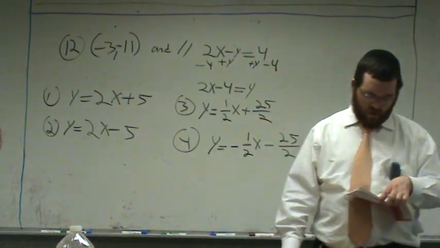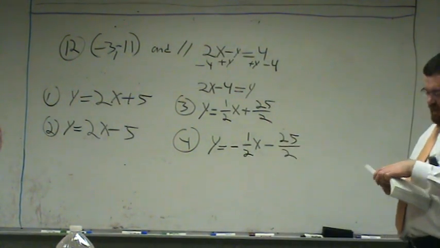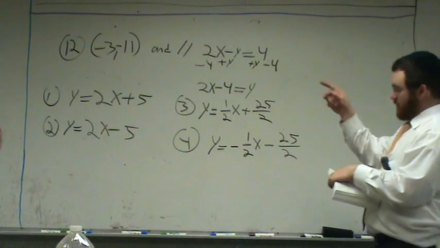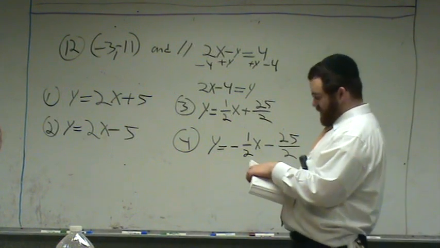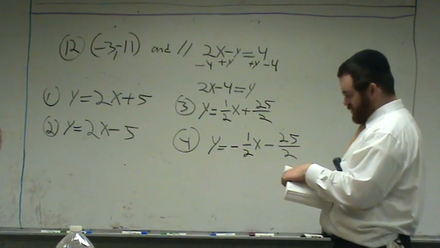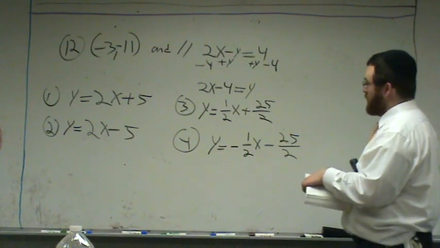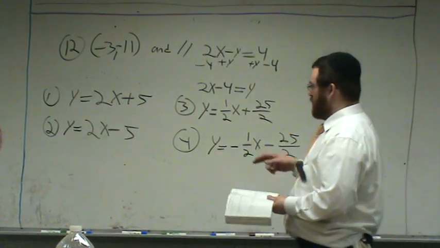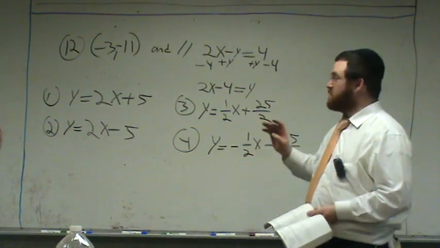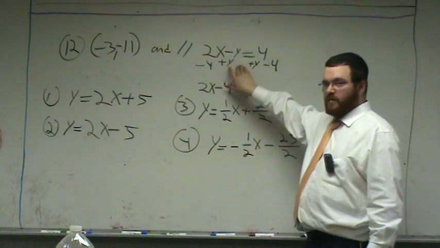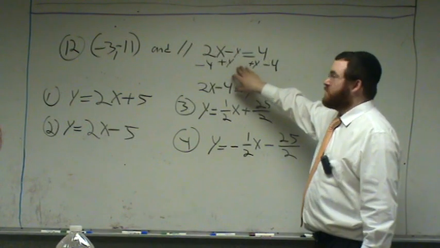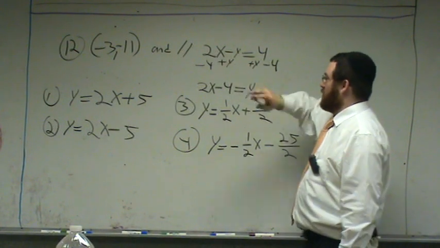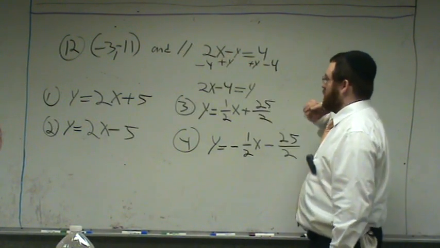Question 12. What is an equation of a line that passes through the point (-3, -11) and is parallel to a line whose equation is 2x minus y equals 4? Well, the answers they give you are y equals something. So let's make the equation we're asking about y equal to something. So we have 2x minus y equals 4.